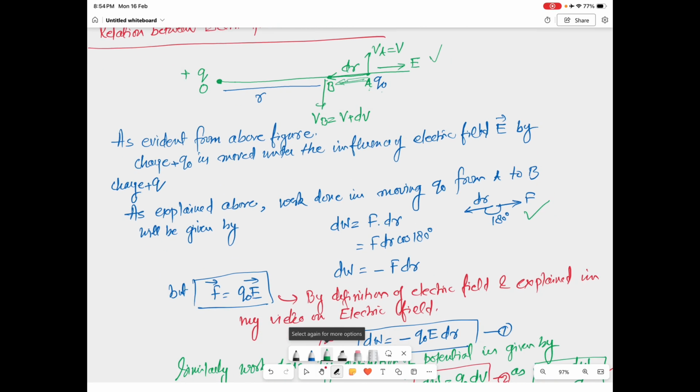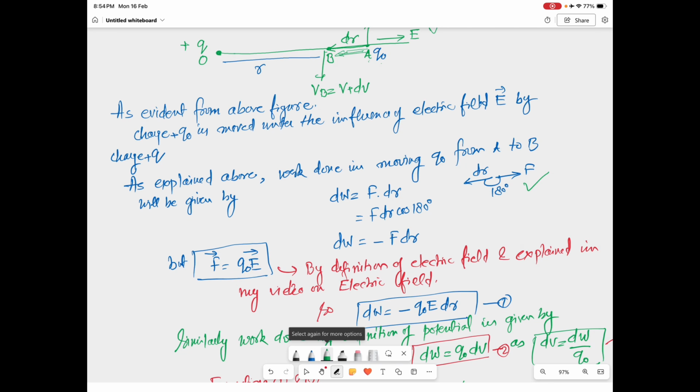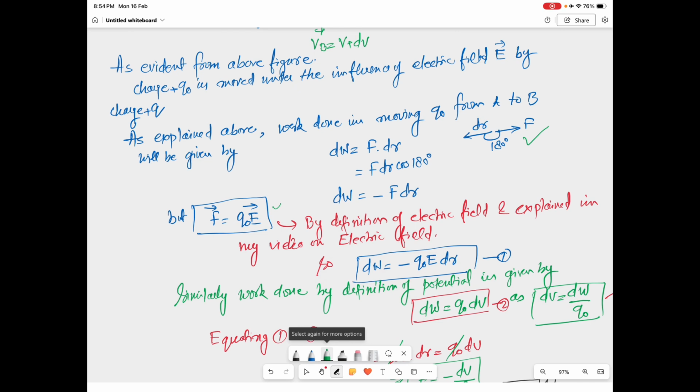So the work done will be nothing but F dr, and you know that F is equal to Q naught into E, which was already explained by me in my video on electric field. So F is equal to Q naught E, and that value I will substitute here. So dW will be minus Q naught E into dr, because cos 180 degrees is minus 1. So dW is minus F dr, and making use of that, dW will be minus Q naught E into dr.